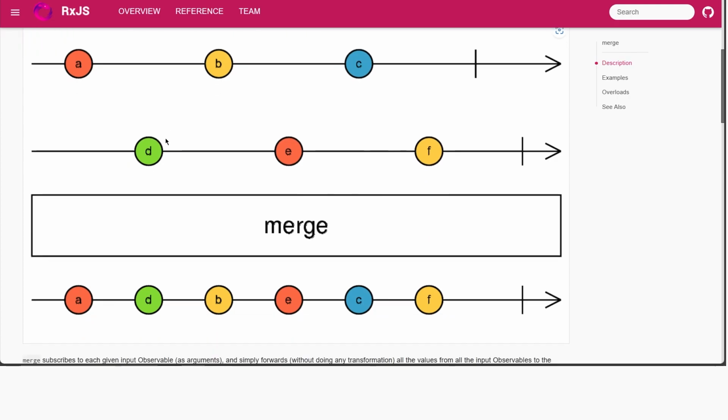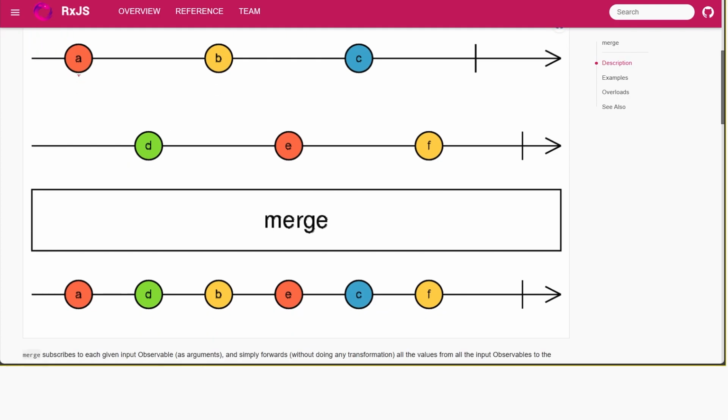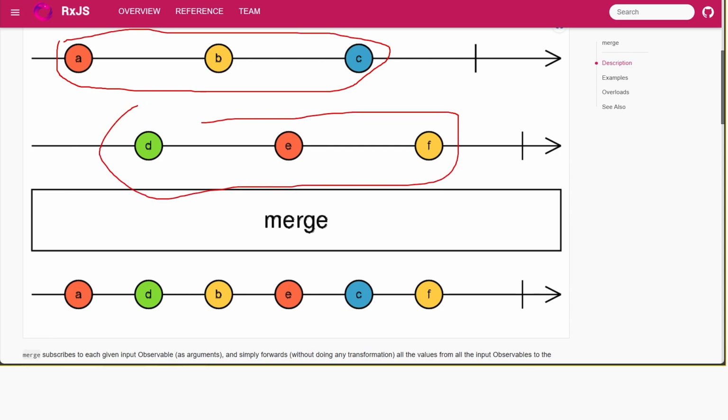So let's try to understand this marble diagram. In this, this is the first observable and this is the second observable. These two are the input observables and we are using the merge operator. Once the observable emits a value, that value is instantly emitted as an output. So A is emitted as it is, and then D. It is not transforming the value. So that is one thing to be noticed here.